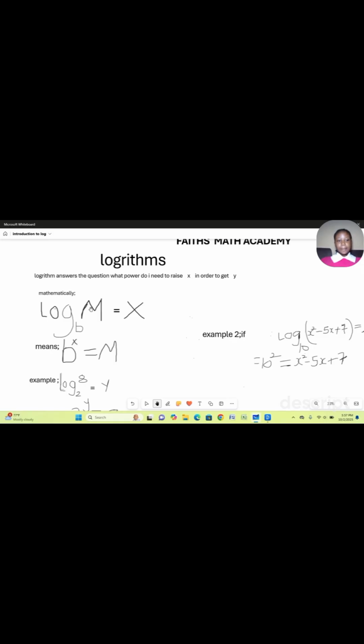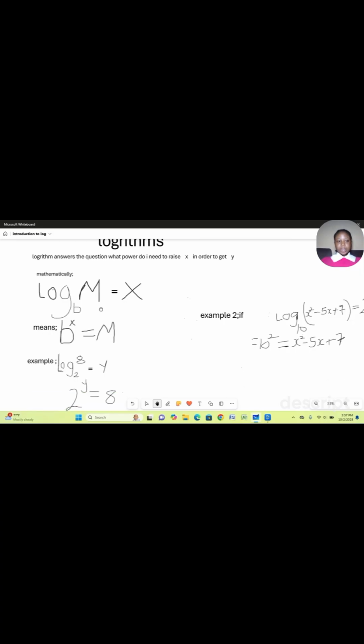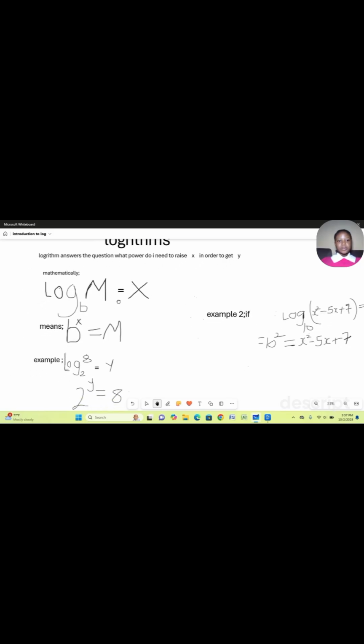Okay, look at this now. We say log m base b equals x. That is, b raised to power x equals m. Just note that in logarithm, any value in front of the equal sign becomes the power of the base. Any value in front of the equal sign becomes the power of the base. Then the logarithm becomes the answer.